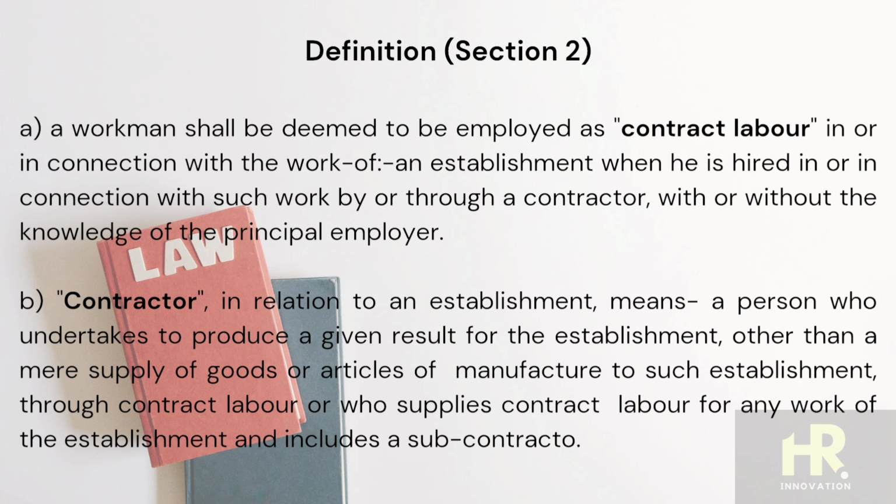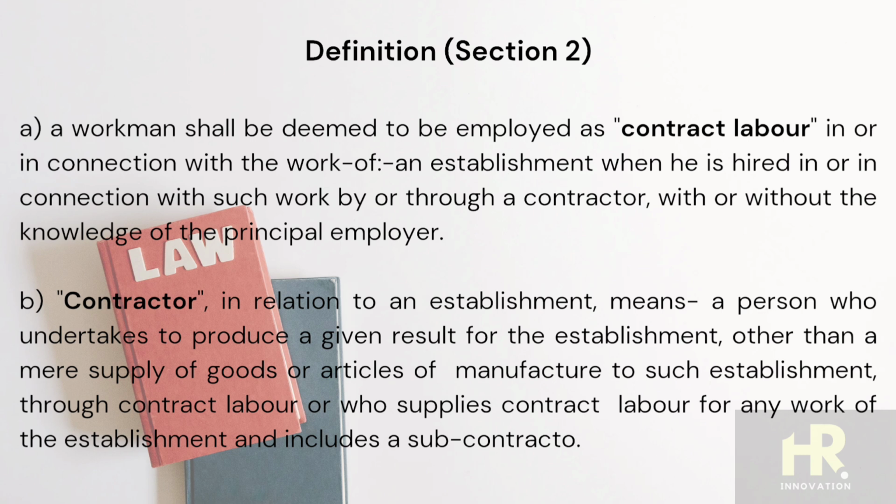Now, let's define the term contractor. A contractor is someone who takes on a job to deliver a specific result through contract workers, or supplies contract labor for any work of the establishment. Note, simply supplying goods or articles is not enough to be called a contractor under this law. And yes, even a subcontractor is covered under the definition of contractor. Let's quickly recap. Contract labor equals hired by or through a contractor, with or without the principal employer's knowledge. Contractor equals supplies or uses labor to complete work, not just goods.